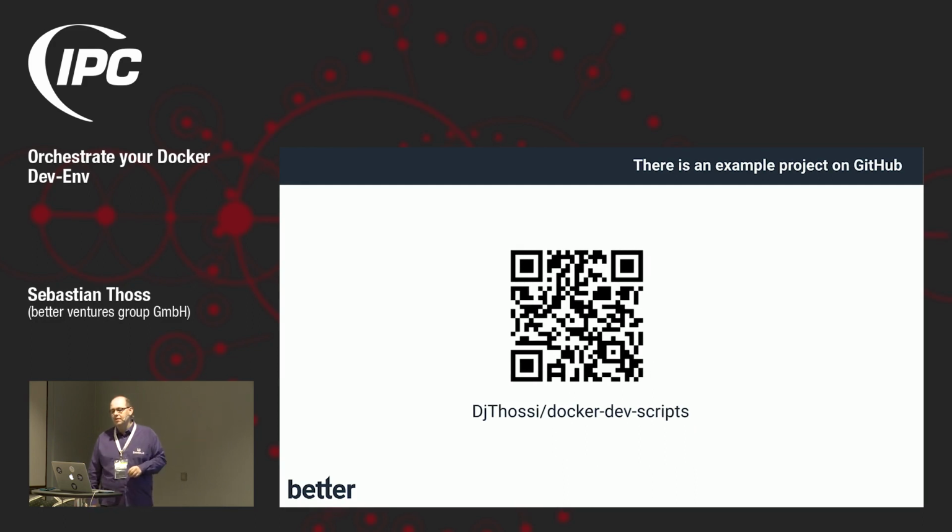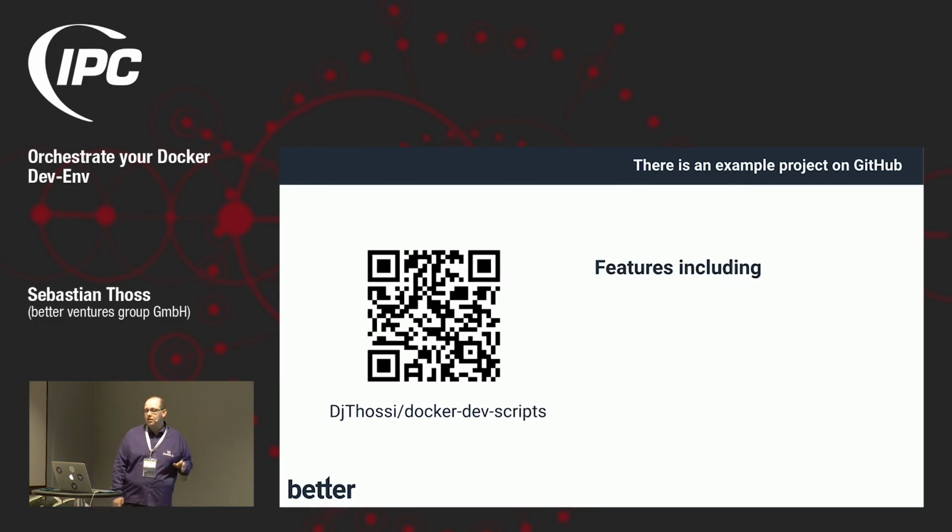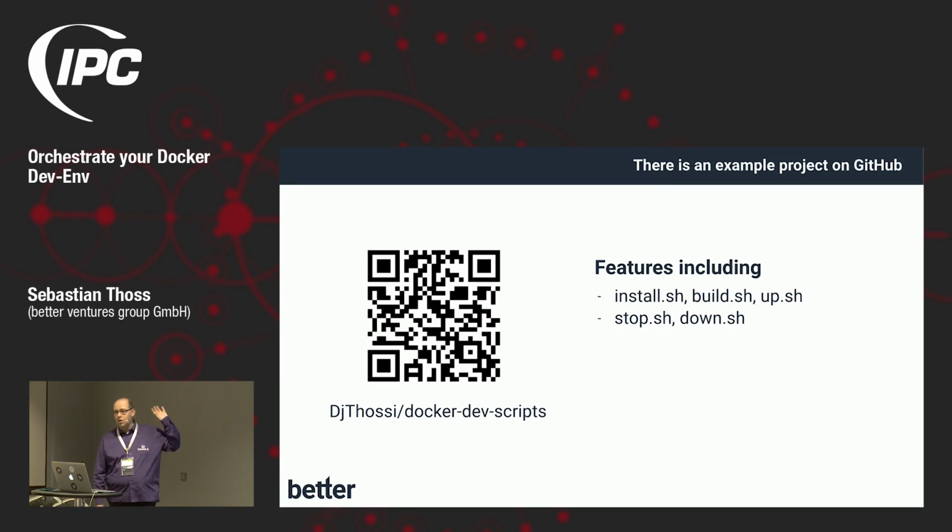But let's have a look at what kind of features we have. It's not just what I showed you, like install, build, up, stop, down. All of these are there. And these are simple shell scripts which do nothing else, except for the install, than checking your environment. It goes through the list of projects which should be built and checks if they are there. If they are there and they have a Docker Compose file, then it runs the build, up, stop, or down command.